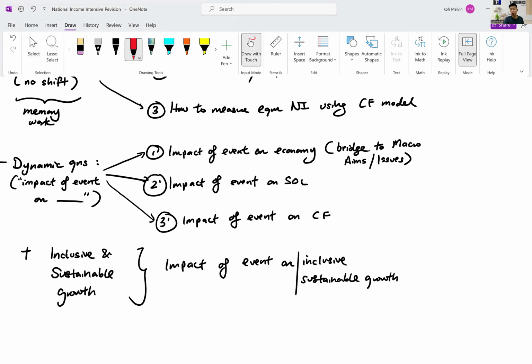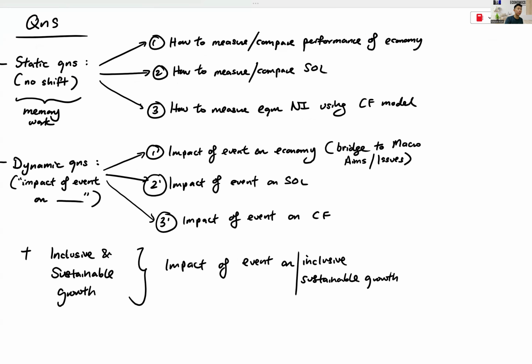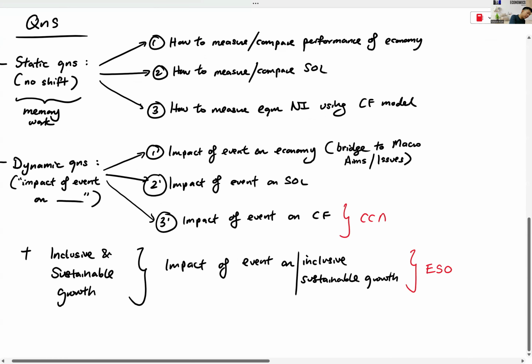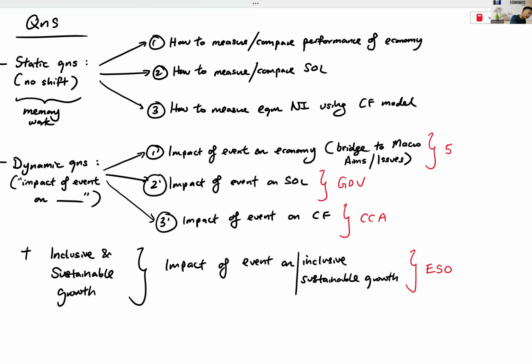So I have structures for all of them. This structure is called ESO. This structure is called CCA. This is GDV. These 5 tips we are not going through today because this is macro aims and issues. Not today. This is tomorrow. But it's in the console notes as well. Okay? Because this is not really national income.